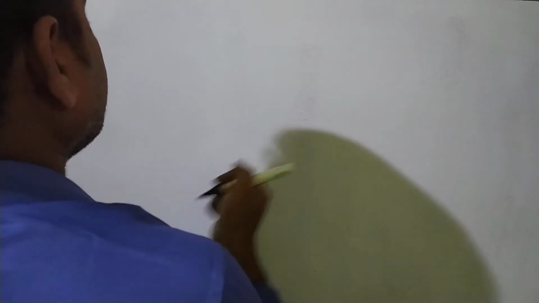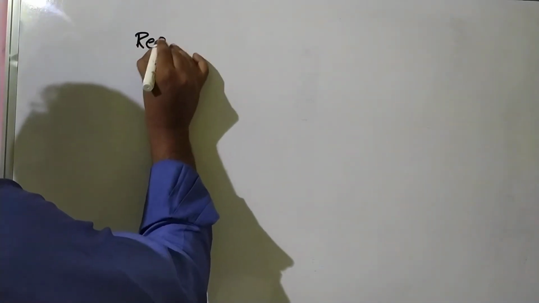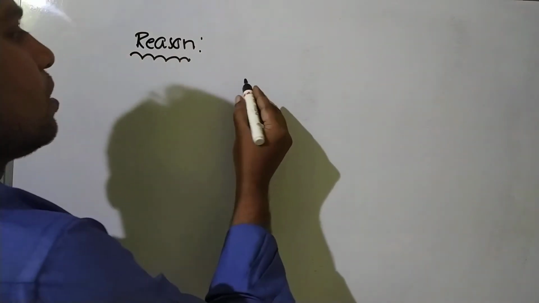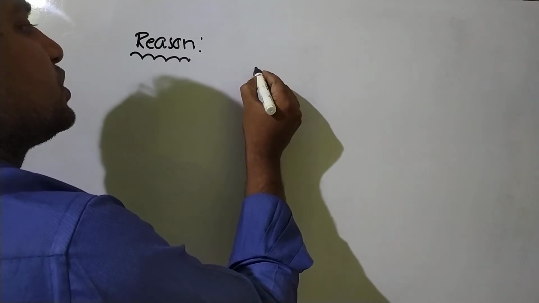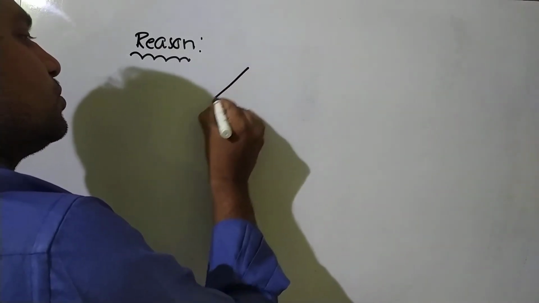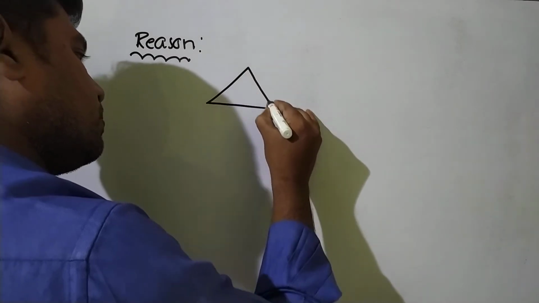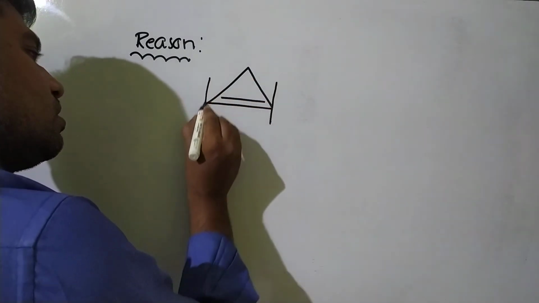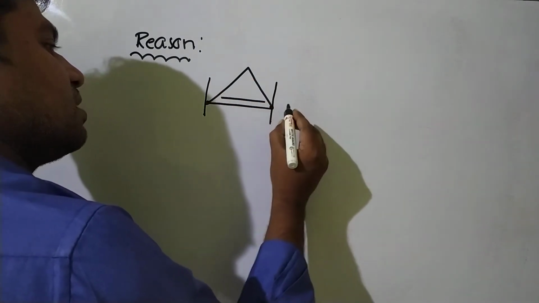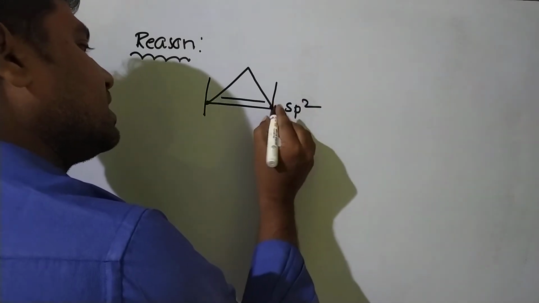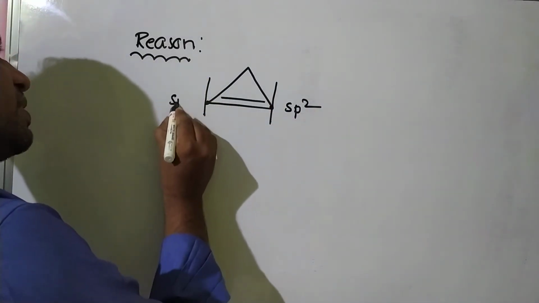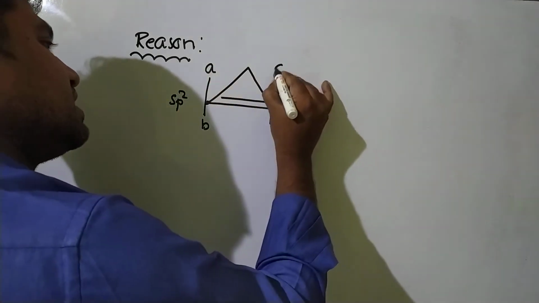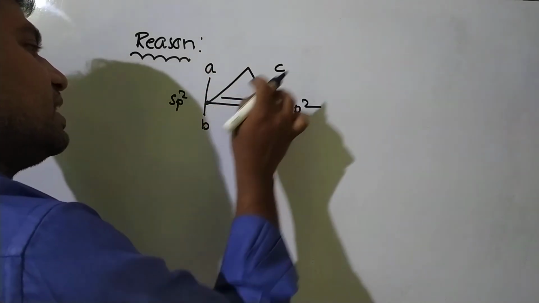First of all, you must learn the reason. The reason is stability. Suppose this is cyclopropene. This is one carbon atom, this is another carbon atom. This is an sp2 hybridized carbon atom, and this carbon is also sp2 hybridized. If this is A, this is B, this is C, this is D, these are different groups.